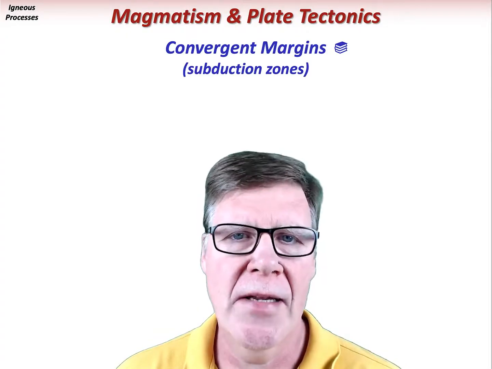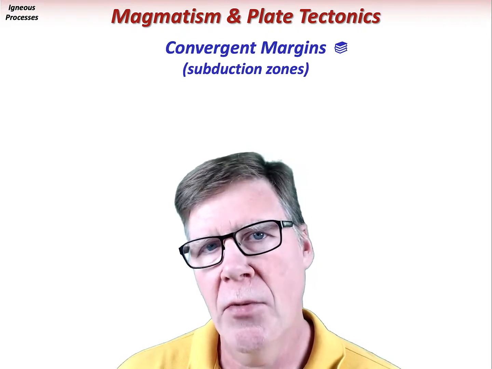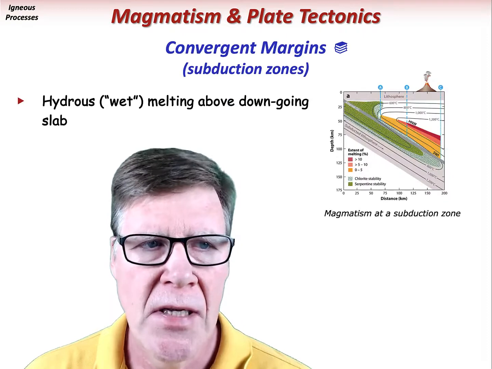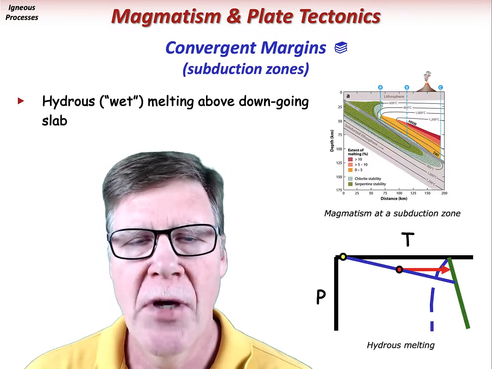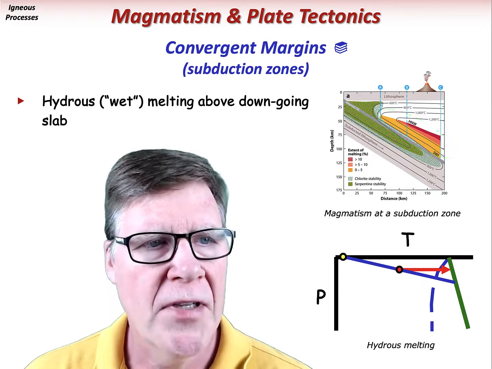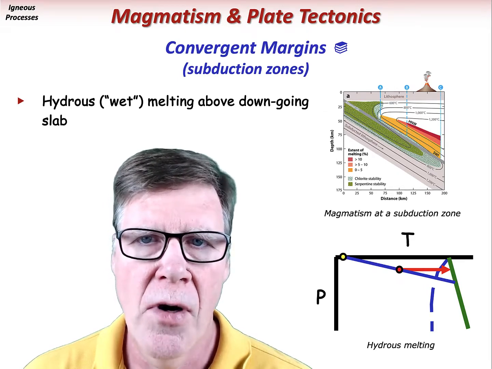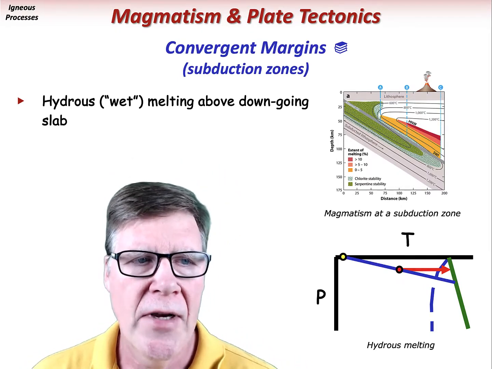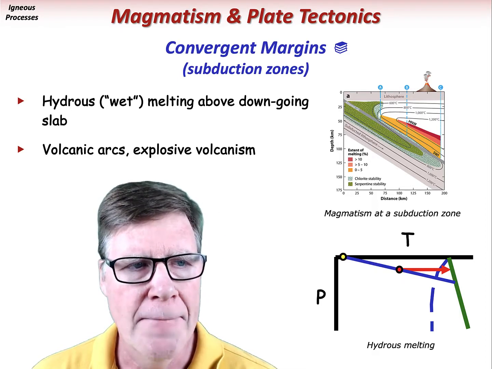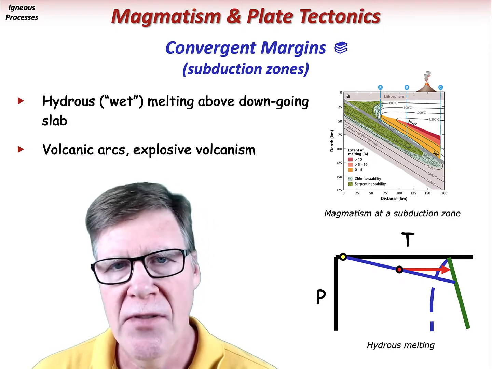Magmatism is also common at convergent margins, where an oceanic plate subducts beneath either a continental plate or another oceanic plate. Subduction zone magmatism typically originates with hydrous melting above the downgoing oceanic slab. Melting of water-rich minerals within and above the subducting plate form magmas that rise and create a line of volcanoes, or volcanic arc, on the overriding plate.